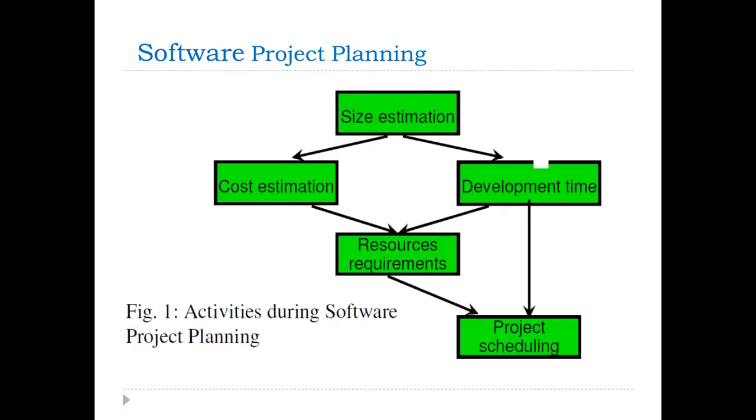So what are the activities involved during software project planning? Here, first we need to measure the size of the project. After that, if we are able to identify the size of the project, we can estimate the cost of the project as well as development time. After that, we need to identify the resource requirement. What are the resources required to complete the project, so that we can schedule the activities. So these are some of the activities involved during software project planning.